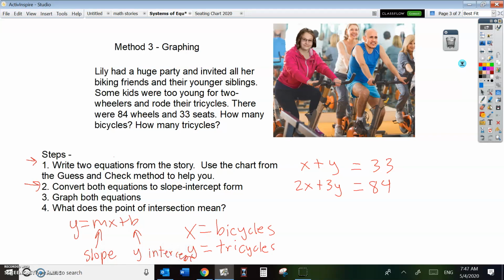So let's convert these both to slope-intercept form. Subtract x from both sides of the first equation, and you get y equals negative x plus 33. That's in slope-intercept form. And now let's subtract 2x from both sides of the other equation. So 3y equals negative 2x plus 84. Now divide everything by 3. So you get y equals negative 2/3 x, and do 84 divided by 3.